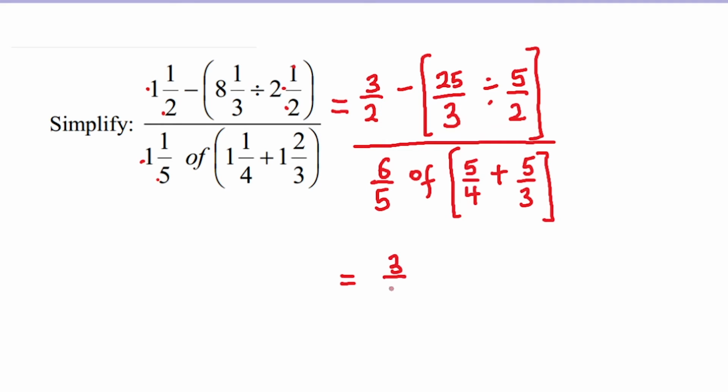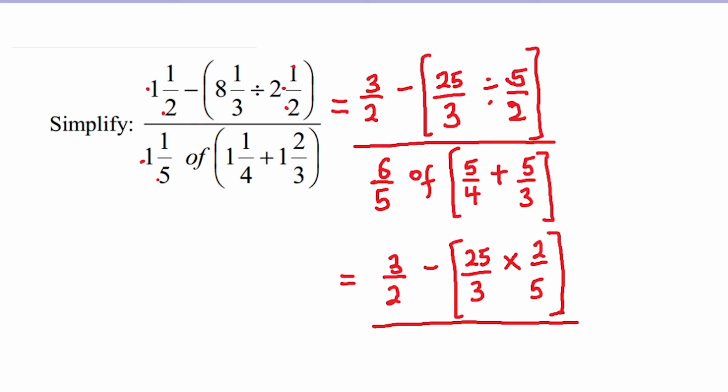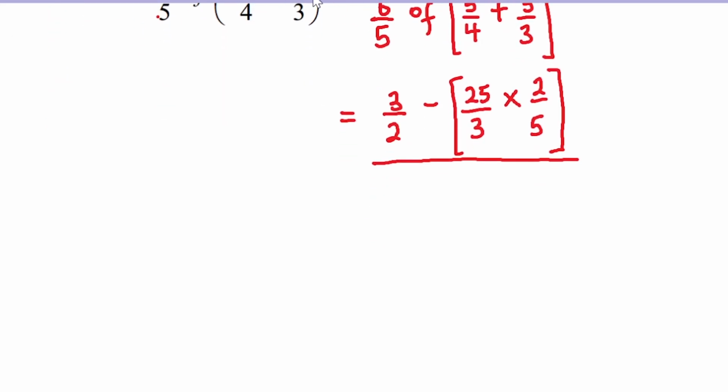So it becomes 3 over 2 minus, so here you have 25 over 3, multiply that by, we find the reciprocal of this. So the reciprocal of 5 over 2 is 2 over 5. And of course, all this is divisible by, or out of, 6 over 5.